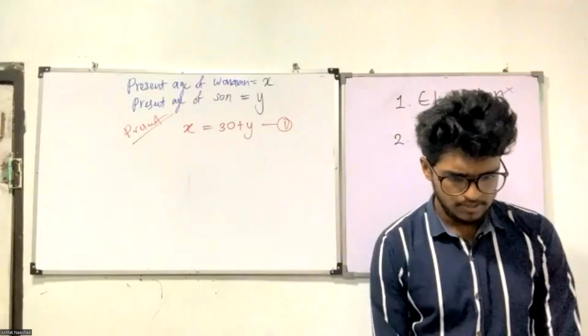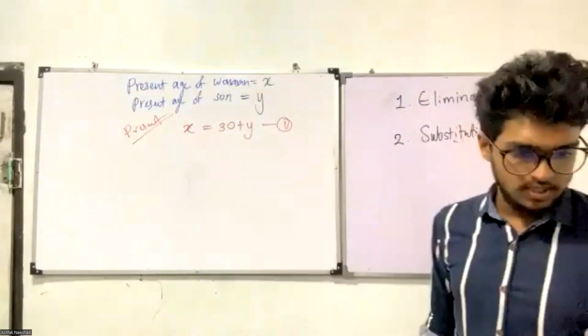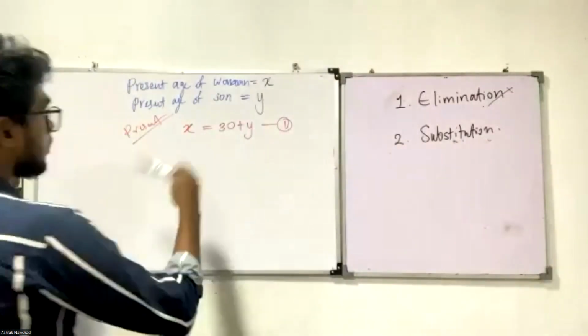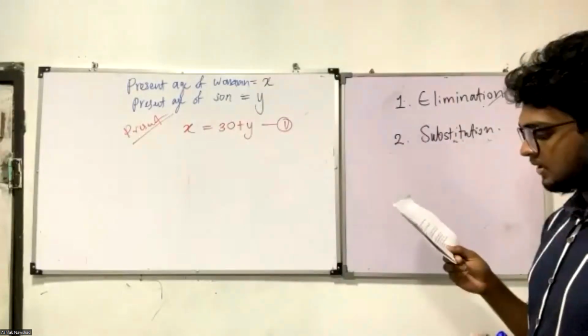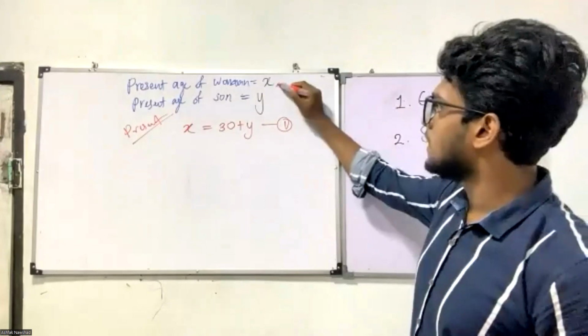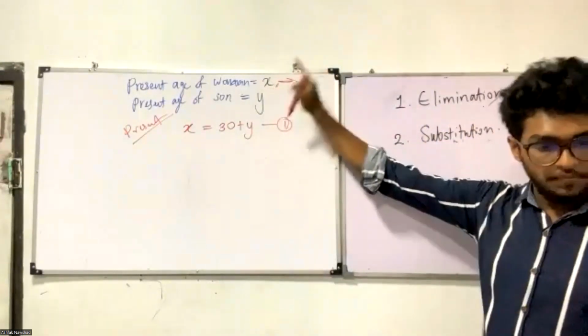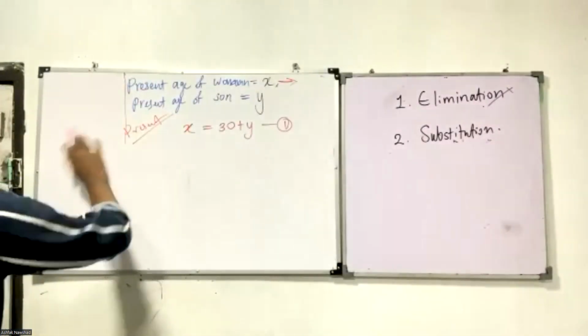Yes, that's clear? The age of the woman is 30 more than the age of her son. Okay, right. And now we are going to the past. They are saying something about the past. 15 years ago, if the age of the woman is x now, what would have been the age of the woman 15 years ago? The past age.